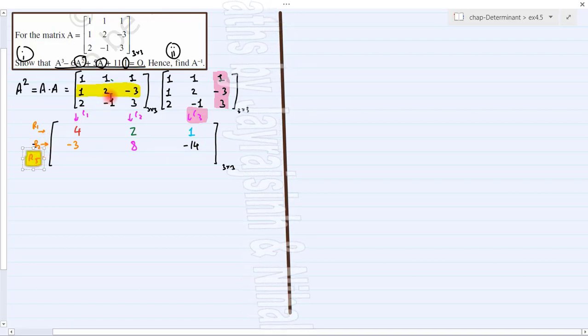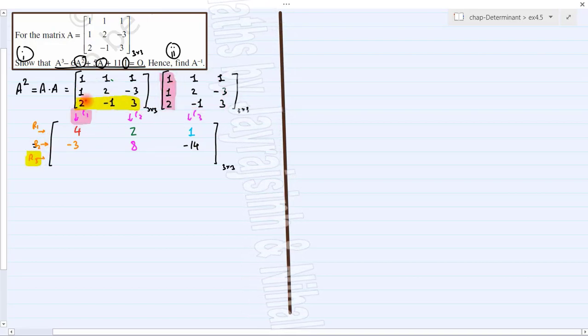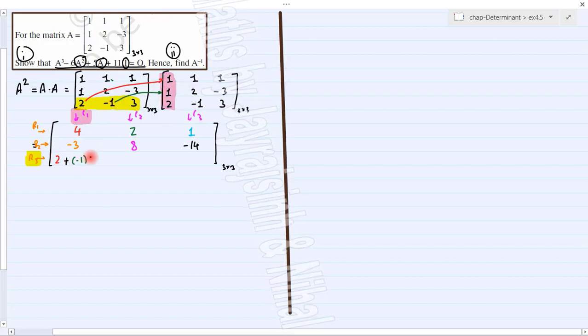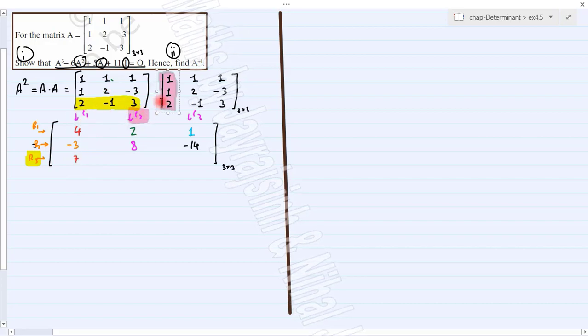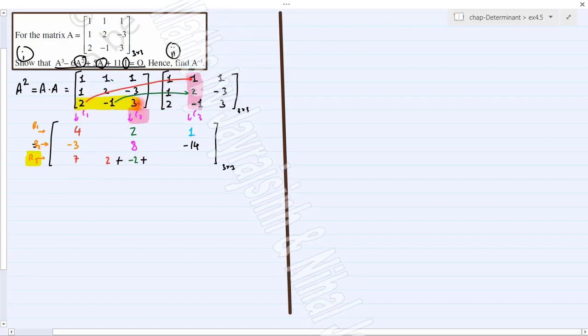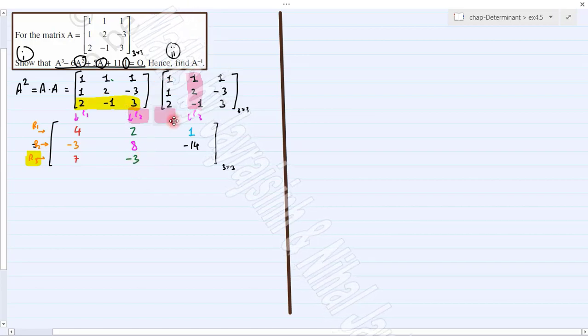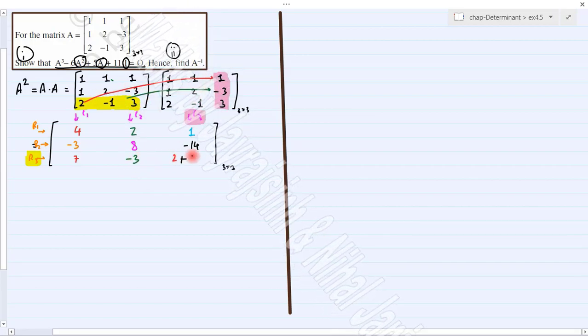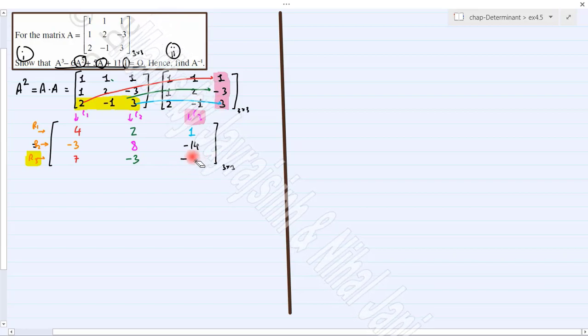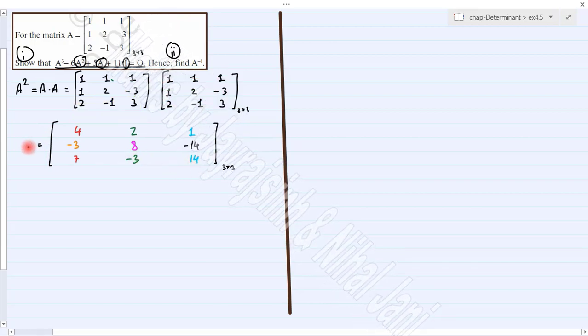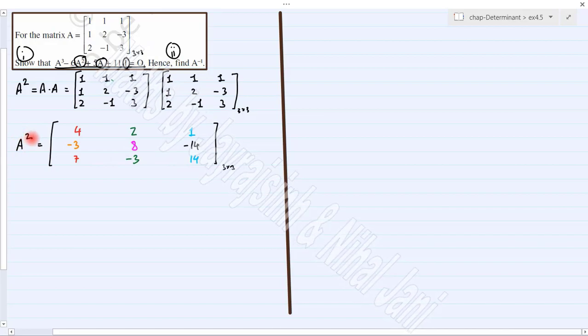Now let's try to get element of third row. The first element is in first column, so we will get 7. Then the second element is in second column and we will get minus 3. And the last element is in last column, which will give us 14. So we get our matrix A square.